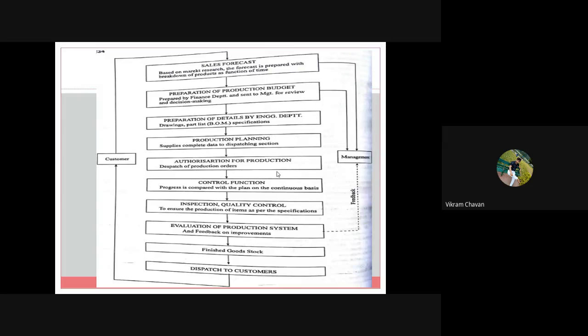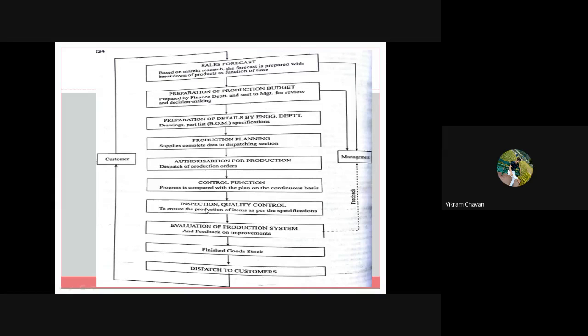The progress will be reported by the control function department or that particular employee. It will include the comparison of the planned things and the actual things. Then next is the inspection and quality control, to ensure the production of items as per the specification.